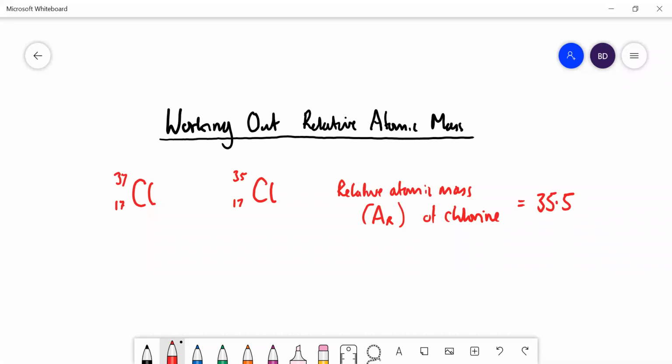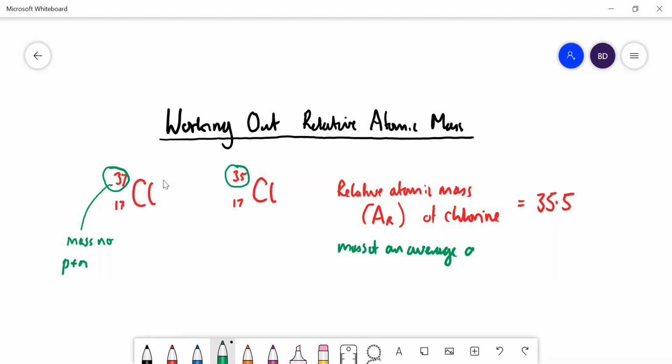Okay, we're going to work out the relative atomic mass in this video. Let's get one thing straight before we start. A very common mistake is to think this is the relative atomic mass up here, or that there. It's not. That is the mass number. The mass number is simply the number of protons plus the number of neutrons, whereas the relative atomic mass is the mass of, if you like, an average atom. So that's taking into account the numbers of each isotope.